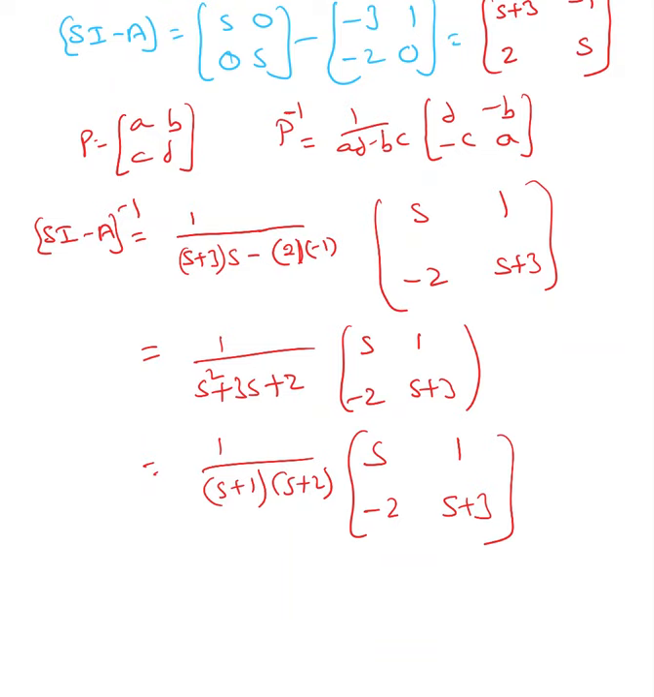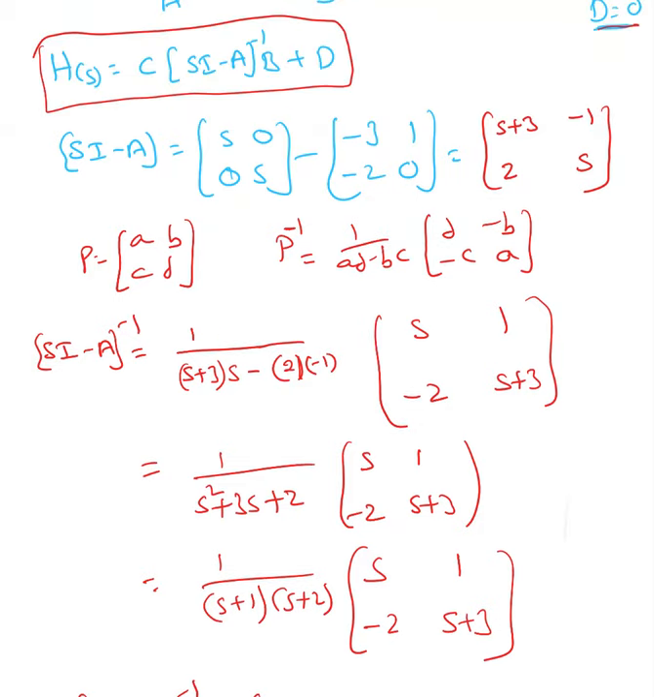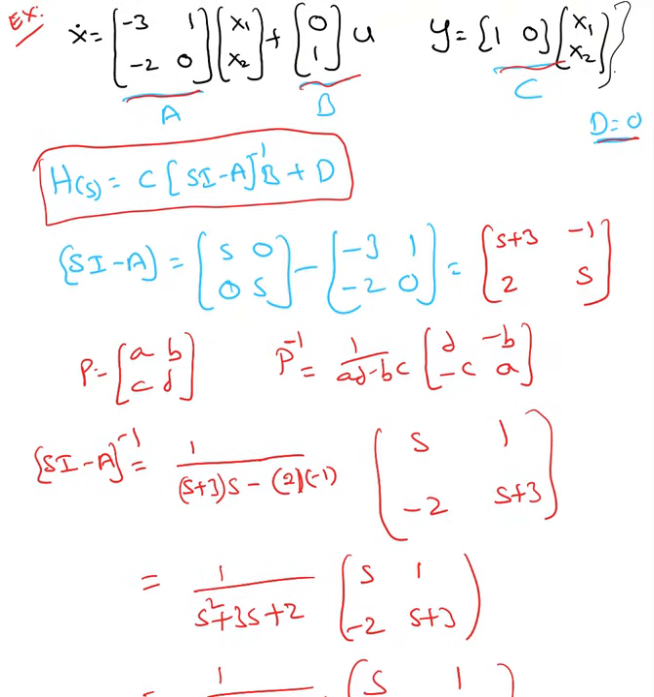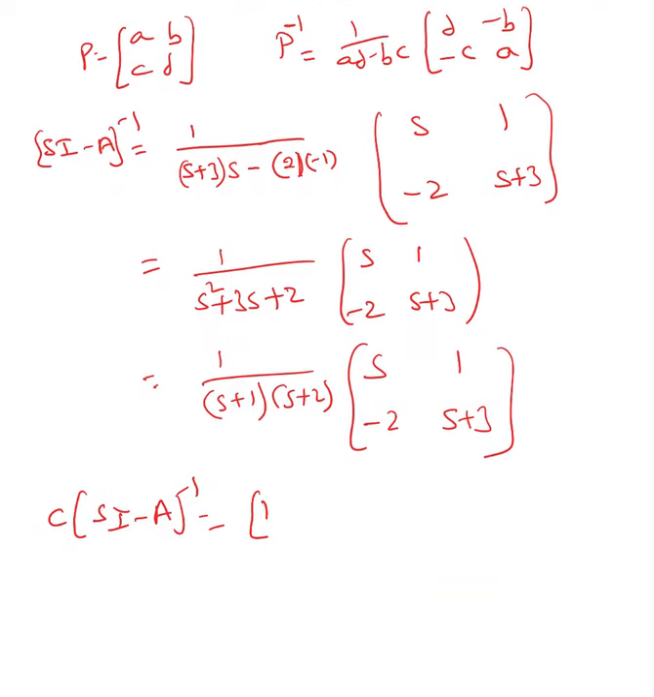This is (sI minus A) inverse. Now I'm going to write down C times (sI minus A) inverse. Here I have C equal to [1 0]. So [1 0] times 1 over (s+1)(s+2) times [s+3 ...]. I'm going to keep this constant right here. It doesn't matter whether you write it after or before.